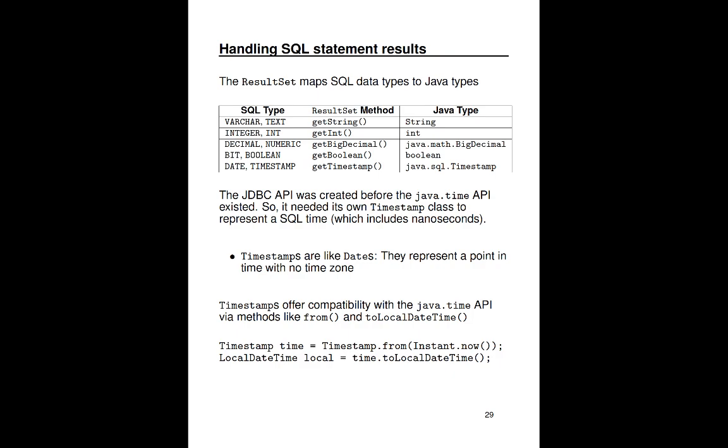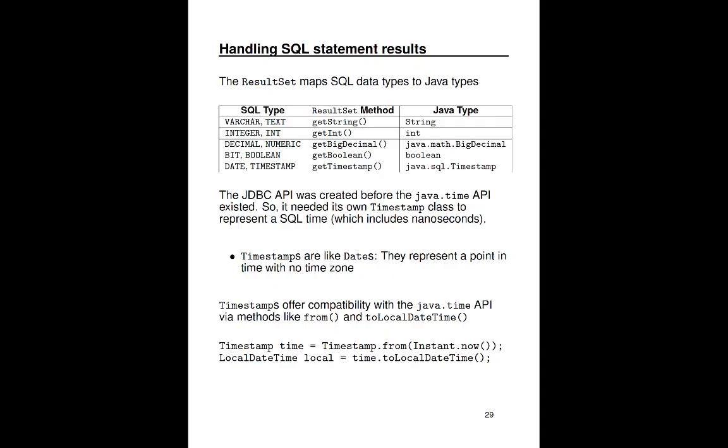For 32-bit numbers in SQL, like integers and ints, there's a getInt method that returns a Java int. For decimal and numeric, this is where you'll get a BigDecimal. Again, BigDecimals are floating point numbers that have fixed precision. Bit and Boolean types in SQL are represented by the primitive boolean in Java. And for date and timestamp types in SQL, there's a getTimestamp method from result set. And this returns a type that's probably new to you called java.sql.Timestamp.